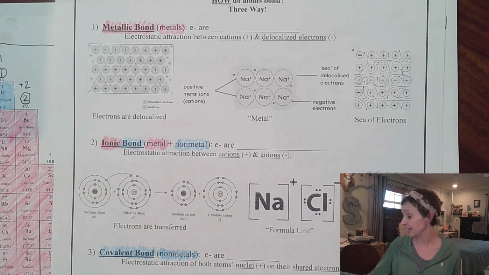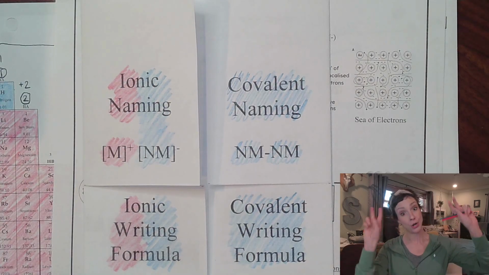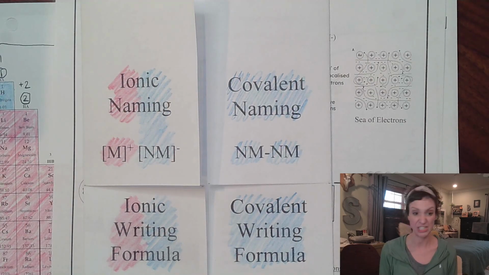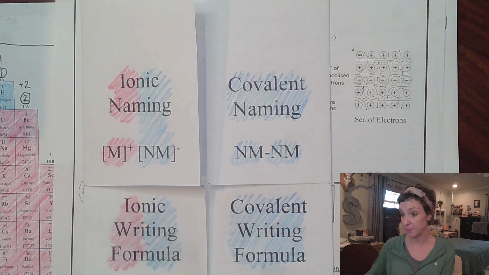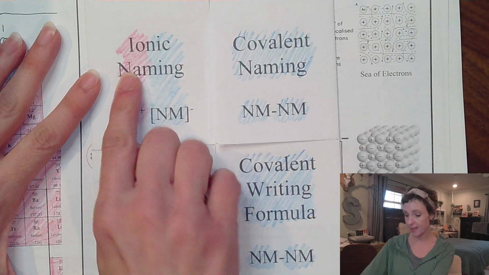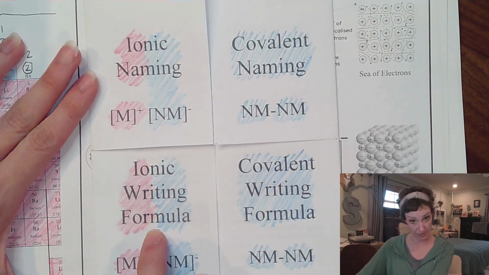Now, I want y'all to get out your little foldable booklet. This foldable booklet is called a nomenclature booklet. Nomenclature is a fancy term that means naming or writing formulas for compounds in chemistry. So if you'll notice, my booklet is divided in half. This side right here is all about ionic naming compounds and ionic writing formulas.